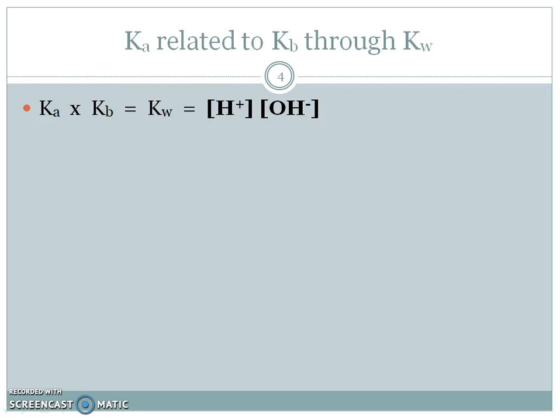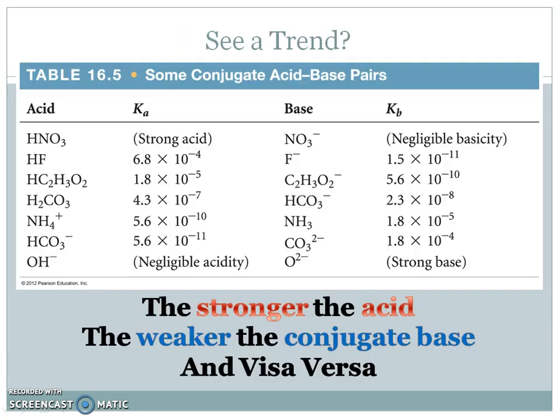So pause the video, fill in the blanks, and then play to hear my words. So this should make sense. This you already know. This we've already used. We've already used this equation when we dealt with weak bases. So if we have H plus times OH minus, we can say that that's equal to Kw, or we can say it's that Ka times Kb. So we have a lot of options here to play around with this equation.